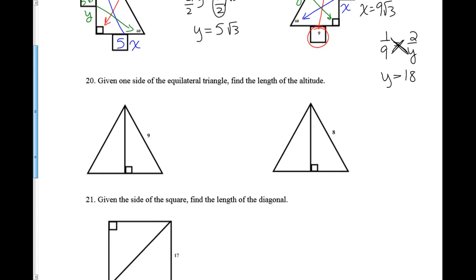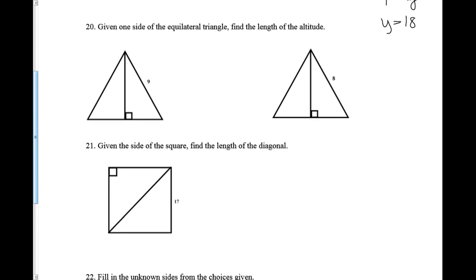Number 20. For number 20, I don't know what I have going on. So let's read what we have. Given one side of the equilateral triangle, which is 9. Equilateral triangle means all the sides are equal. This whole side is also 9. Find the length of the altitude. So I need to put an x somewhere in my picture, and I don't have that right now. The altitude is the height, which is this segment that goes from the top straight down to the bottom.